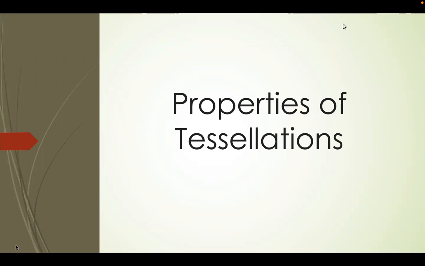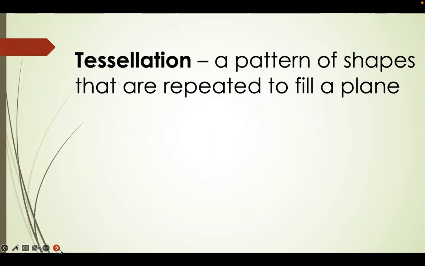Let's talk about properties of tessellations. Now, one thing we first need to talk about is what is a tessellation, and that is simply a pattern of shapes that are repeated to fill a plane. So that plane could be a piece of paper, could be a partial piece of paper, could be anything, basically flat. Okay, so we're going to fill a flat space with repeated shapes.